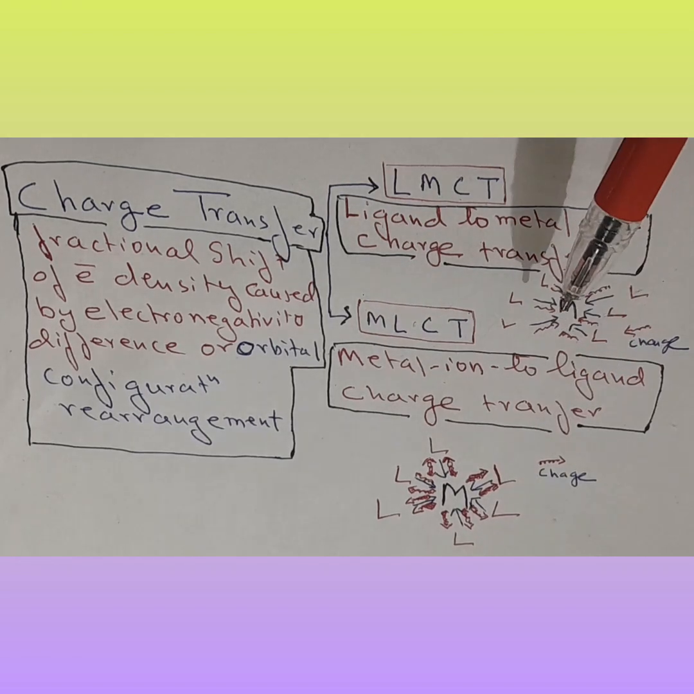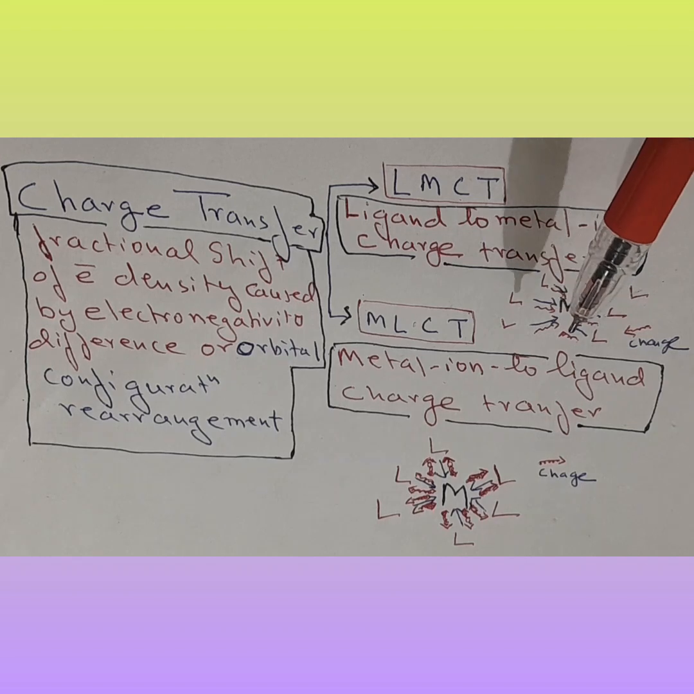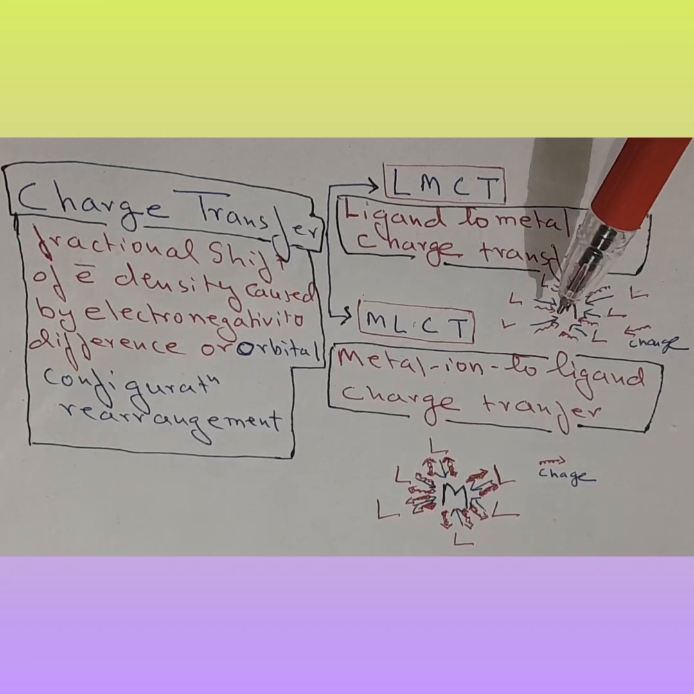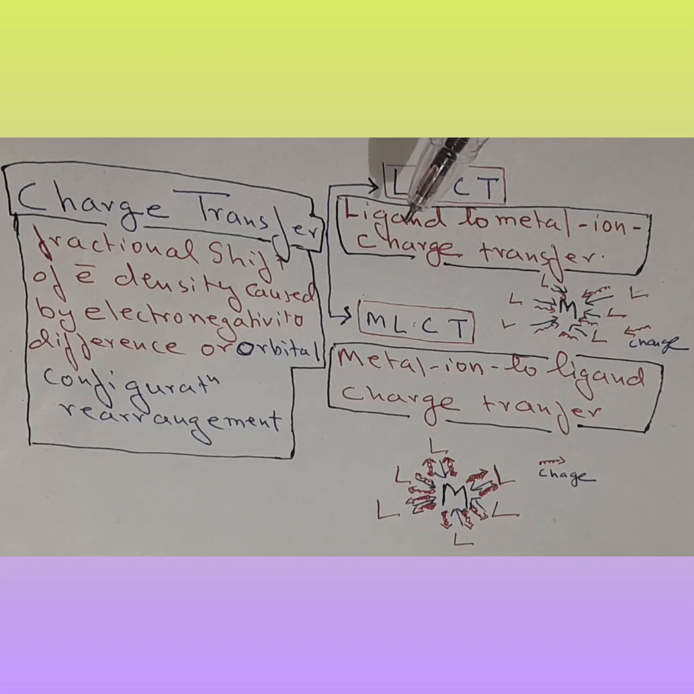Another thing that is important to know is that this requires much higher energy than d-d transitions. So what we saw is d-d transitions and charge transfer. These are the two causes owing to which the complexes show color. Here we are not talking in terms of d-d transition, but I just wanted to express that charge transfer is also a cause for the color of complexes.